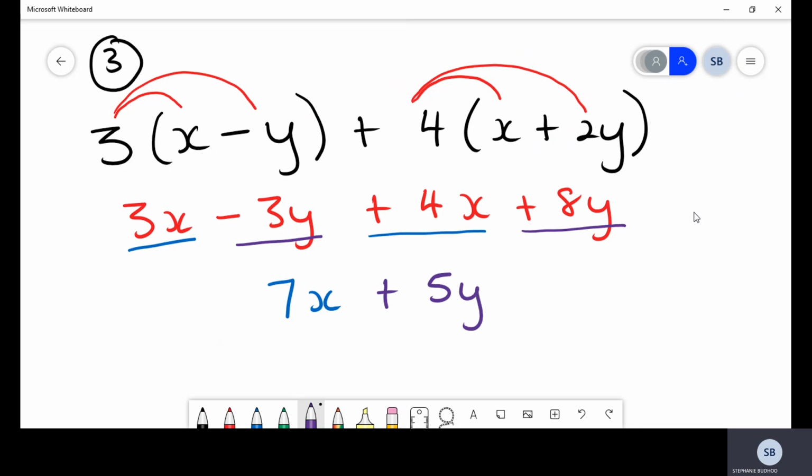Please note that if you want a shortcut, you can use your calculators and you can simply plug in the numbers that are in front of your letters and you would get your actual numerical answer or your coefficients. Okay, so let's move on to a next question.